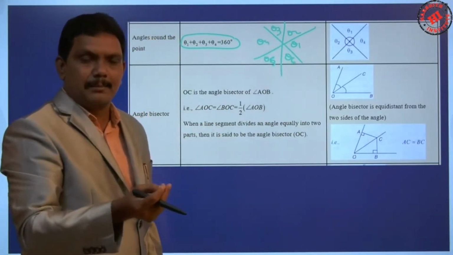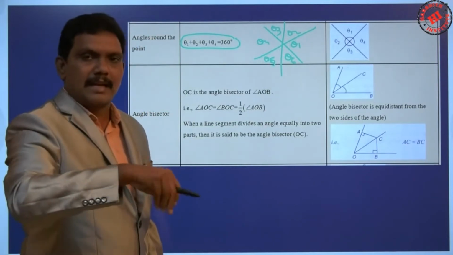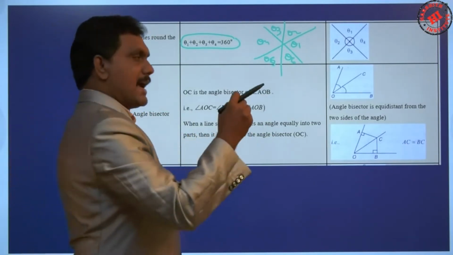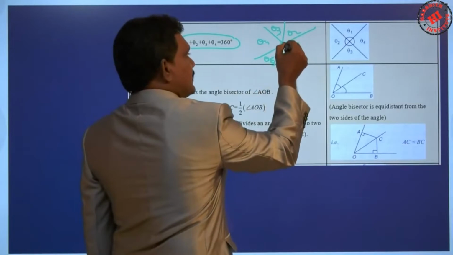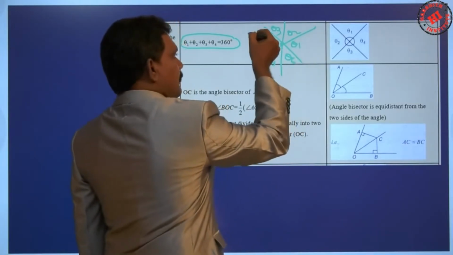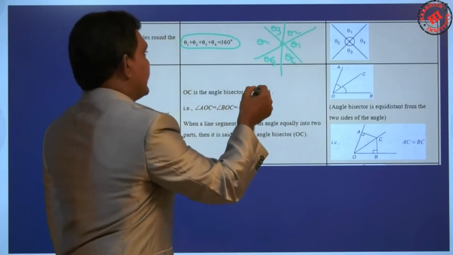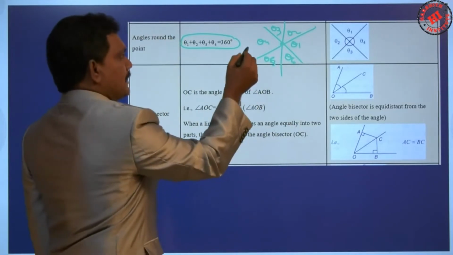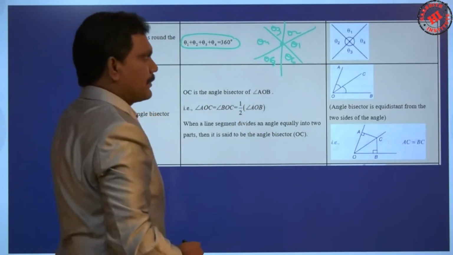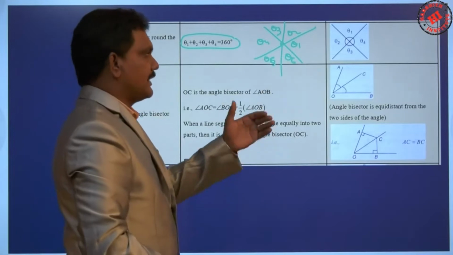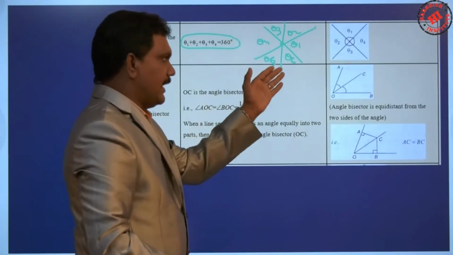What about the complete angle? The total angle around the point is 360 degrees. So since the sum of all angles is 360 degrees, they are called a complete angle. So theta 1 plus theta 2 plus theta 3 and so on up to theta 6, if three lines are intersected.